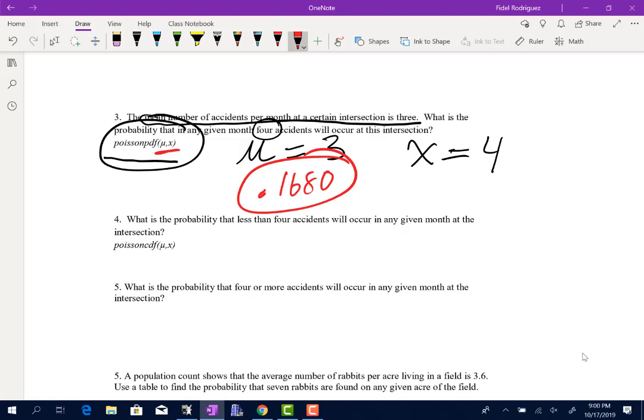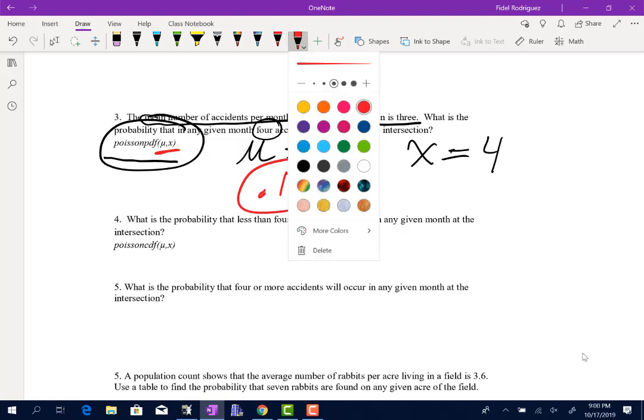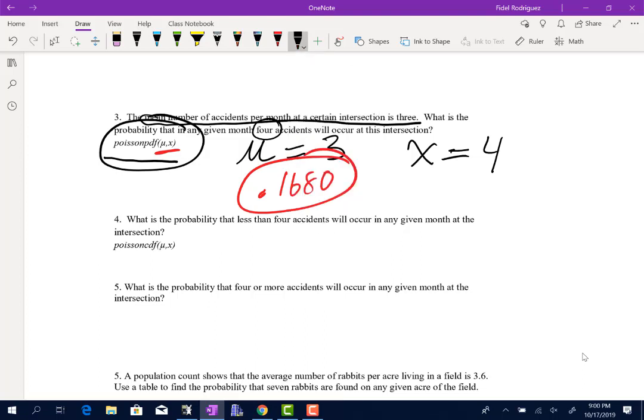All right, now I want you to look at the next part here, okay? The next part says, what's the probability that what? What does less than 4 mean? 3? Is that the only one? 2, 1, or how many accidents? Or 0, okay. So guys, less than 4 means we're going to look at the probability of 0, probability of 1 accident, probability of 2 accidents, plus a probability of 3 accidents, okay?